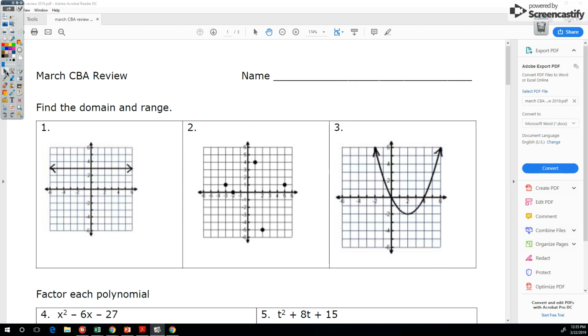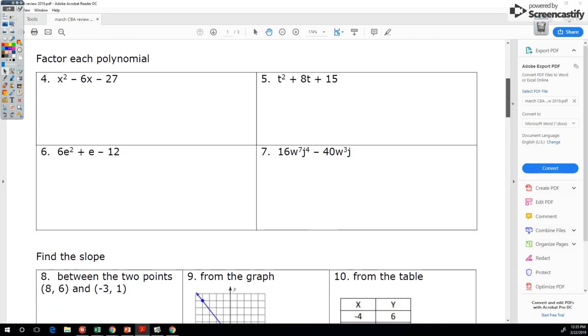Okay, the next section is factoring. So I have a quadratic trinomial here. So I'm going to label my A, my leading coefficient, my B is the coefficient on my linear term, and my C is my constant.